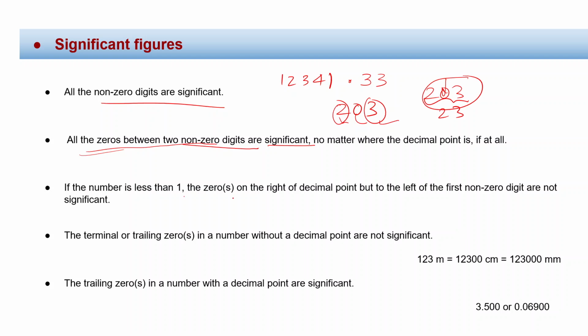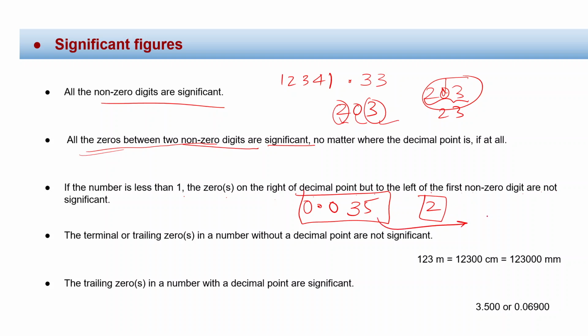Then if a number is less than 1, zeros on the right of the decimal point but to the left of the first non-zero digit are not significant. So if you have a number like 0.035, there is a 0 here, of course. How many significant digits? 2 significant digits. Why? Because this 0 is not significant.